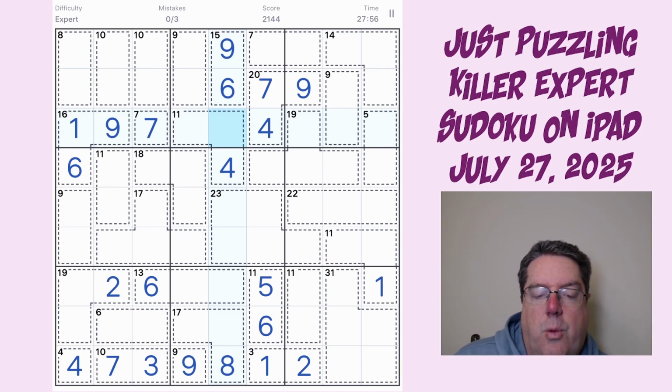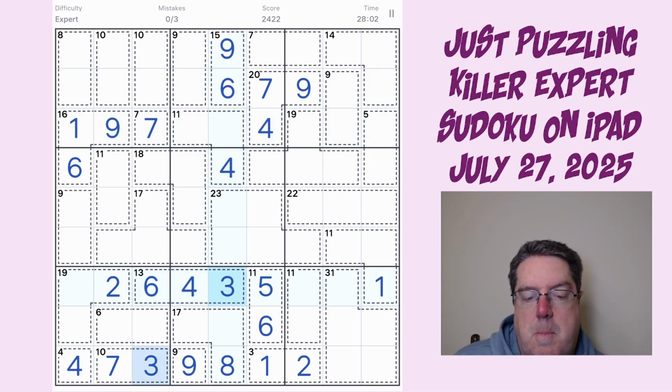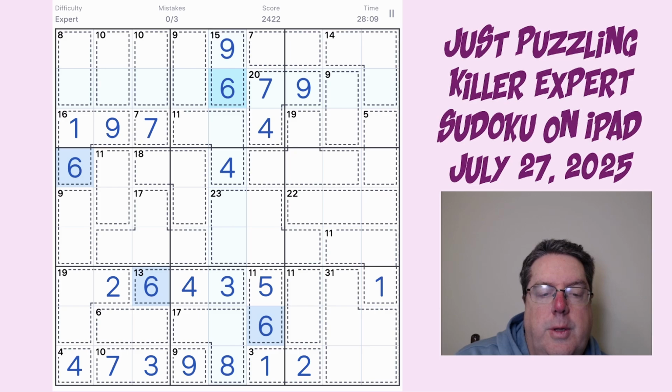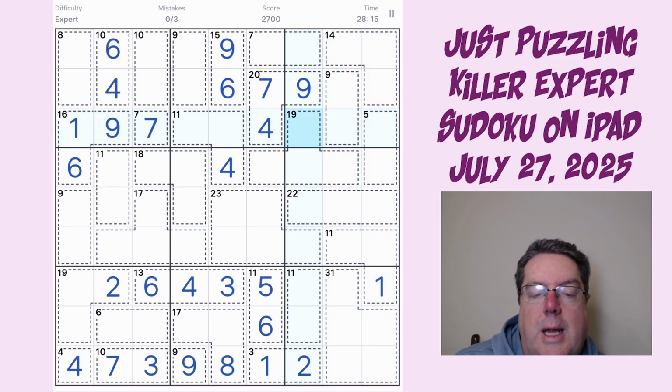So where have I got my 4? My 4 comes down to here. 4 and 3. So 6 there. So that's going to be a 4 there. This will be a 6 here. And I'm looking for a 6 across here. So 6 and 3 is still in play.